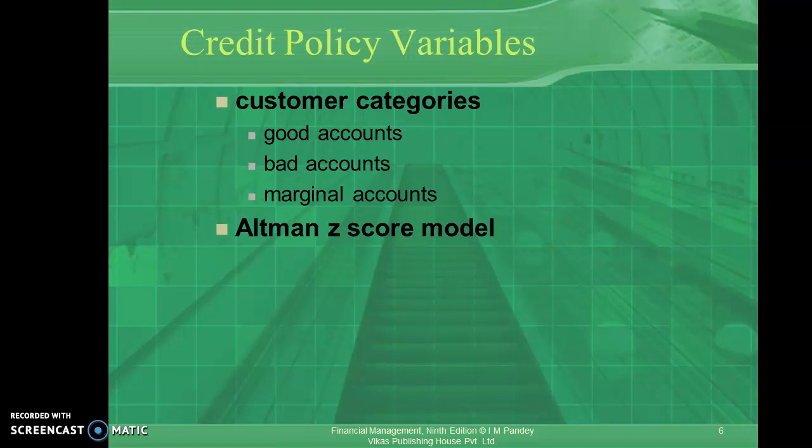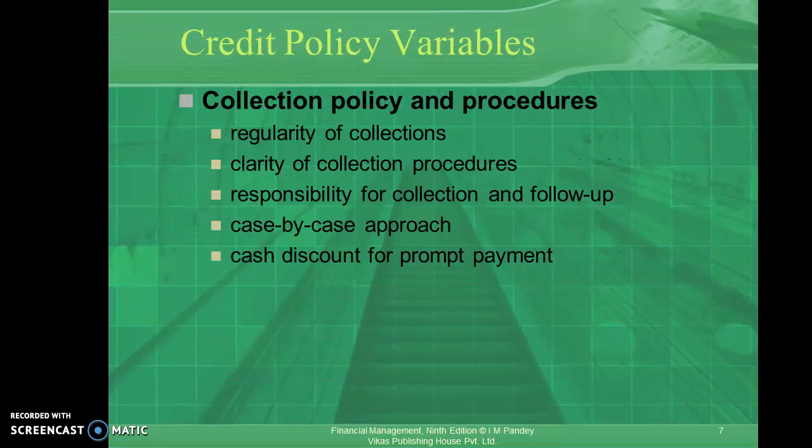Good account means those customers who are making the payment very fast, and bad account means they are not making the payment at all. Marginal account means they are delaying the payment, but they will make the payment. So likewise, you categorize customers based on the credit analysis. And there are certain models, like the Altman Z-score model, used to check the bankruptcy condition of the customer. If that particular customer is in a bankruptcy condition, that customer will come under the bad account. So you can identify whether a customer is good, bad or marginal using all these technical tools. Then the last component of receivables management is known as collection policy.